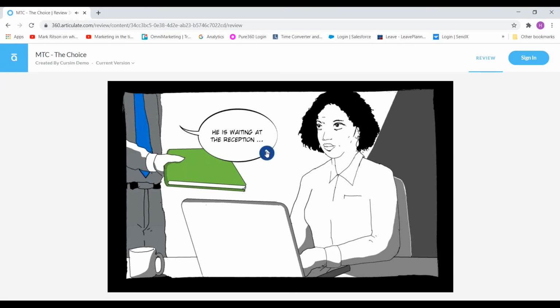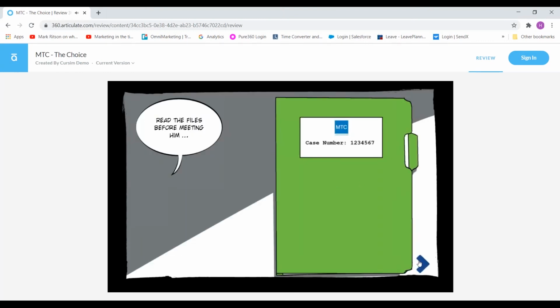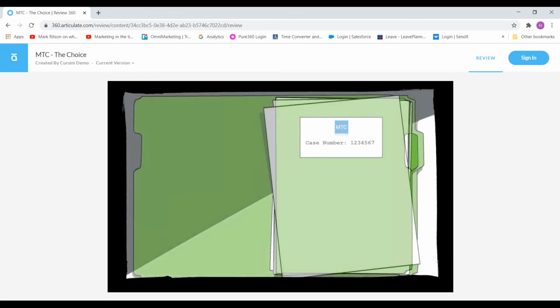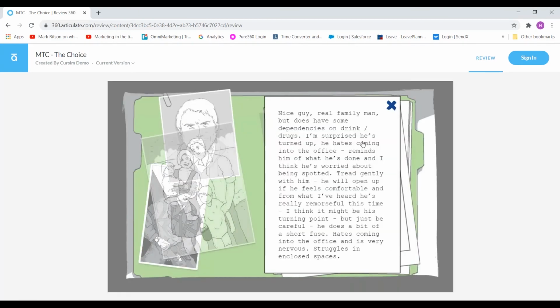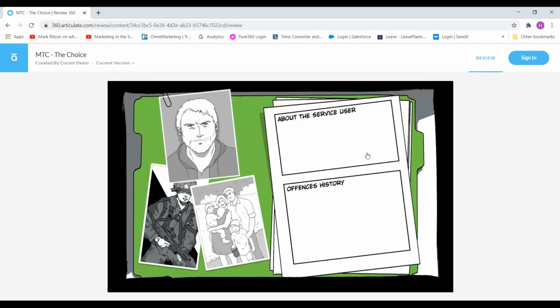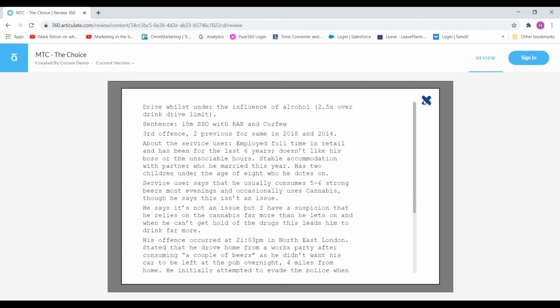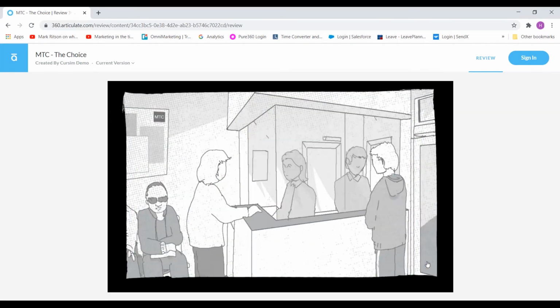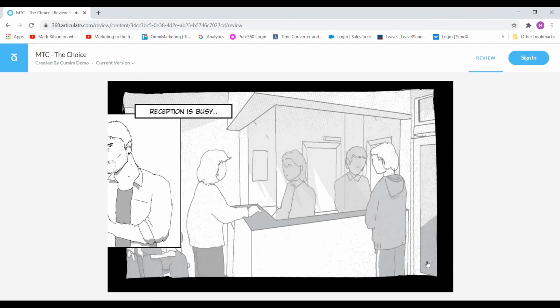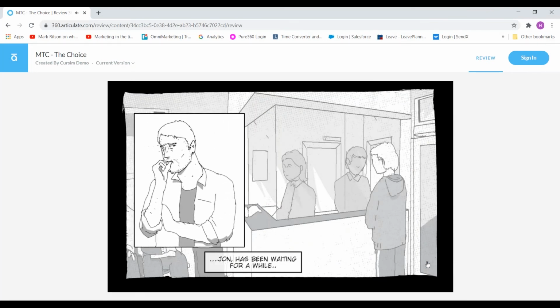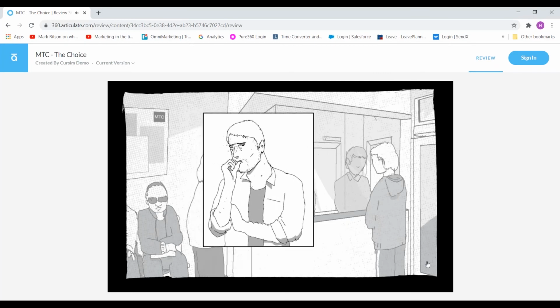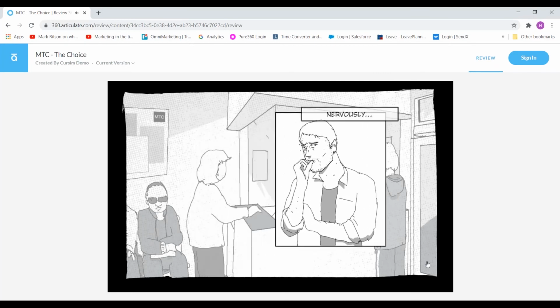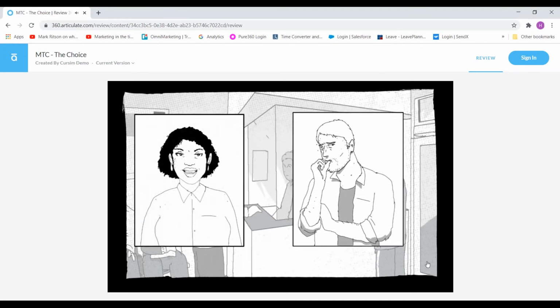So the learner has to go through the course, understand their service user, and is given a lot of thorough information here, and then they meet the service user. They are presented with a choice after meeting the service user. And you can see here we've not used video, we've used hand-drawn illustrations. And yes, we are lucky enough at Cursim to have an illustrator in our team.